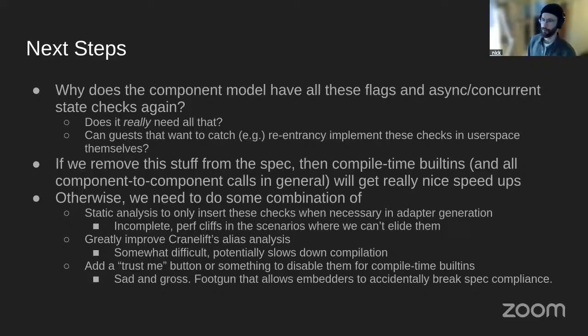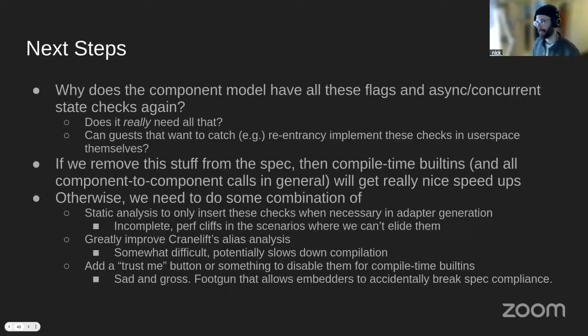Also, if you accidentally tweak something and then the static analysis can't prove that it's safe to remove the checks anymore, or the checks do become required, then you end up with these perf cliffs where all of a sudden things get a lot slower.